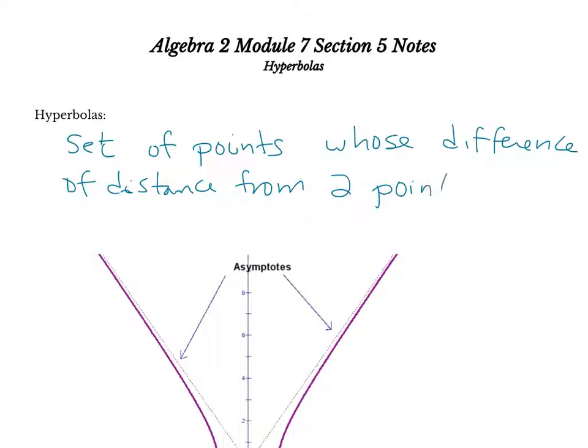And those two points are again called foci, but this number is always the same. So this is the formal definition. It's all the points who, if I take the distance from these two points and subtract them, I get the same number.